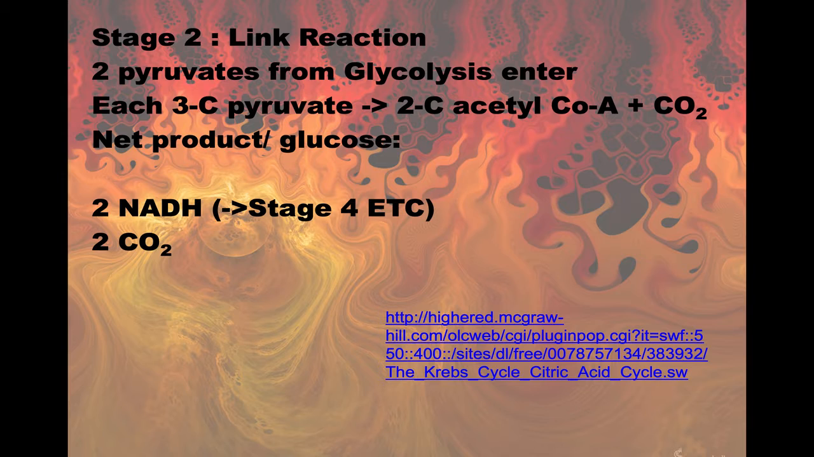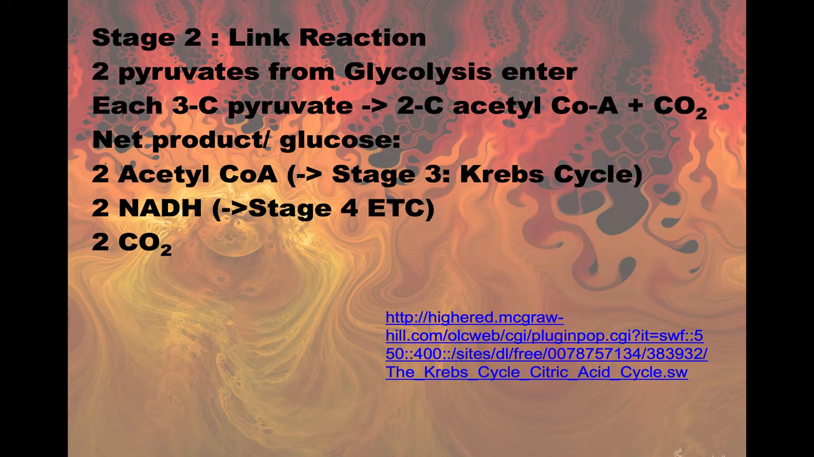So the net product from the link reaction for each glucose that enters the first stage is you get 2 acetyl-CoAs, which are going to go on to the next stage, producing the raw materials that we need for the fourth stage. We get 2 NADHs, which are energy carriers, basically, and those are going to go on to the fourth stage, which is the electron transport chain. And we get a couple of carbon dioxides.